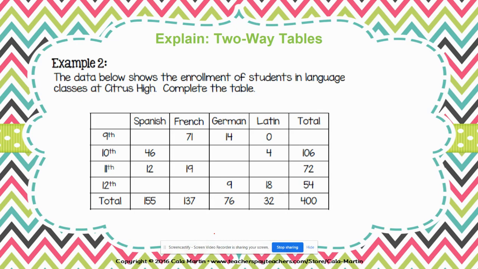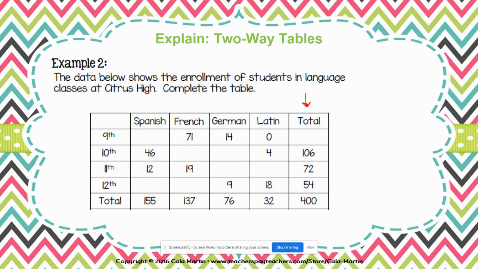Now for my next example, you'll notice this is a little bit different because in this example, my table's not completely filled out. So I actually have to fill out the table based on what I know. What I'm going to do is look for anywhere, either a column or a row, where almost everything is filled out, but not quite. The first one that I can see pretty easily is right here in the total.